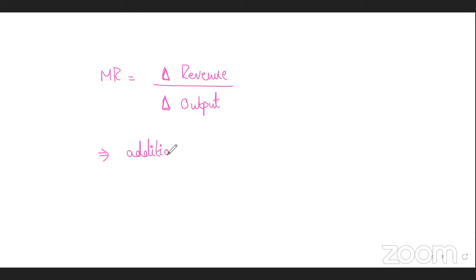Additional revenue earned from sale of one more unit of good.